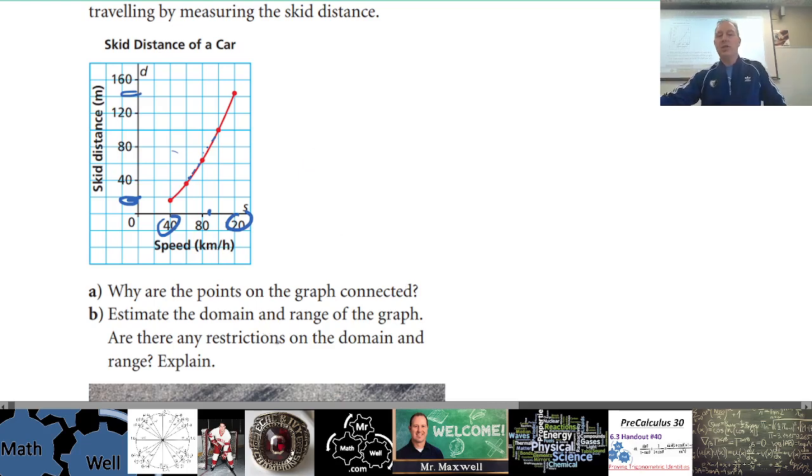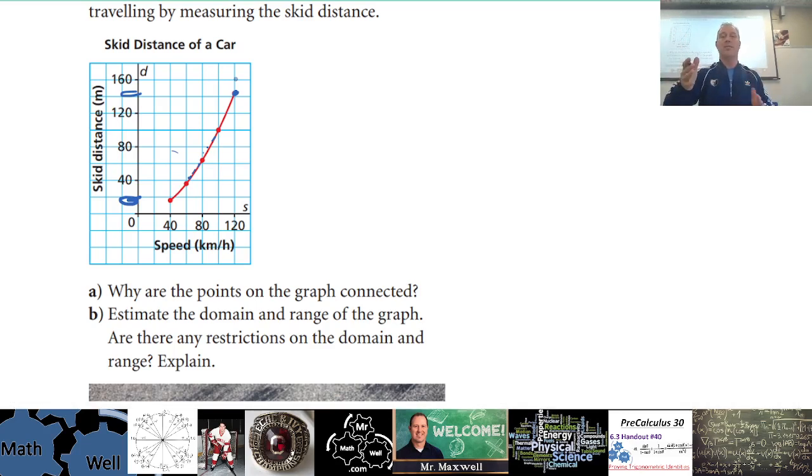Would there be restrictions? What kind of restrictions would be on the domain here? What parts of the domain are not possible, do you think, or not reasonable? Going above 120 kilometers. Well, okay, so the graph doesn't show anything above 120 kilometers for skid mark, but do vehicles go over 120? Yeah. They do. So that 120 wouldn't be a limit, but I'm glad you said that, because that's a good point. I think that's what a lot of people would say.